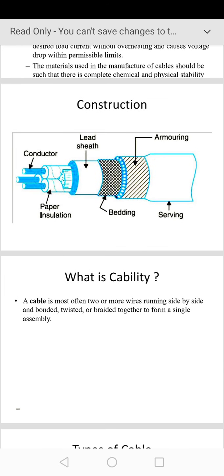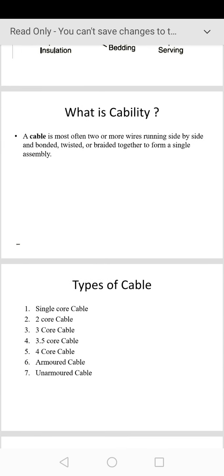A cable is most often two or more wires running side by side and bonded, twisted or braided together to form a single assembly. Types of cables: single core cable, 2-core cable, 3-core cable, 3.5-core cable, 4-core cable, armored cable and unarmored cable.